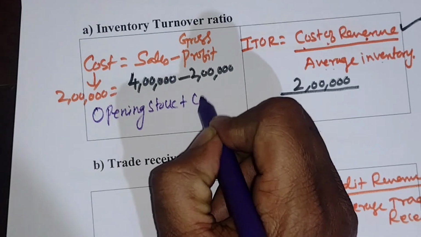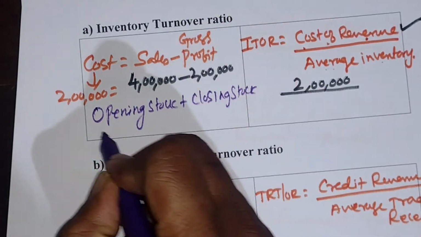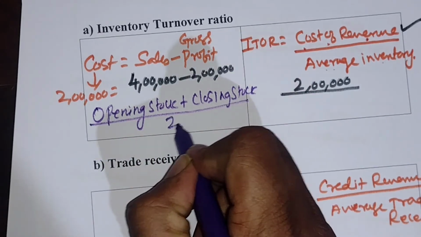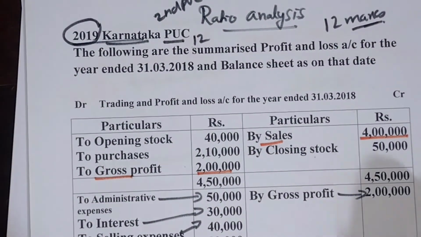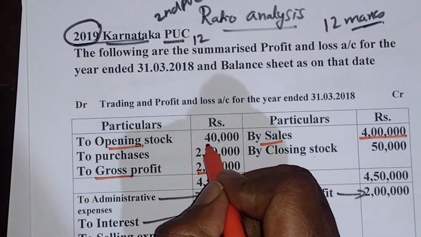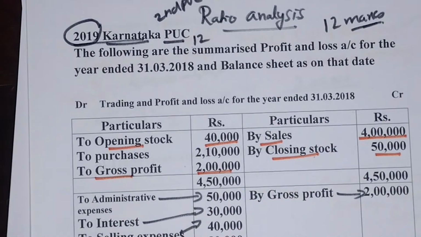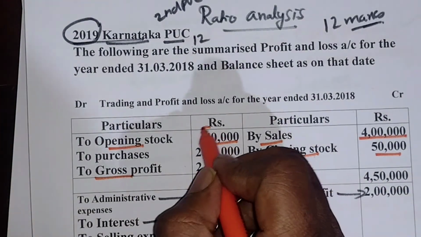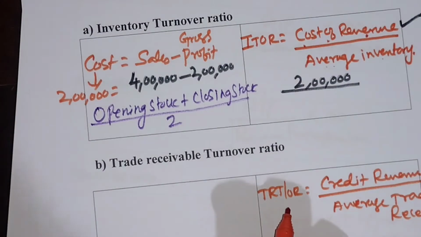Opening stock plus closing stock whole divided by 2. So what is the opening stock given in the question? The opening stock is 40,000 and closing stock is 50,000. Therefore, this 40 and 50 we have to take the average.